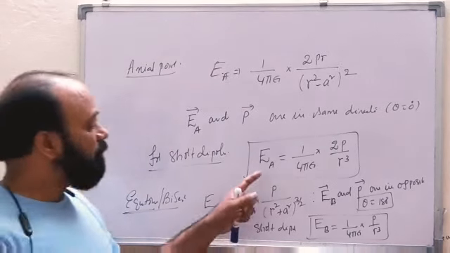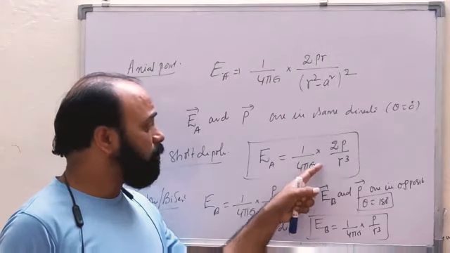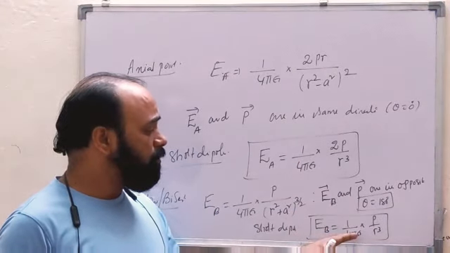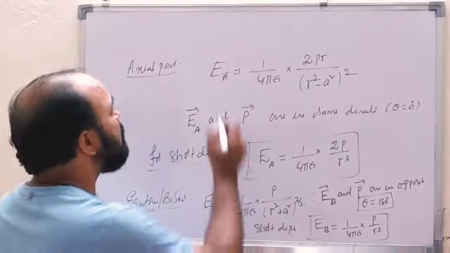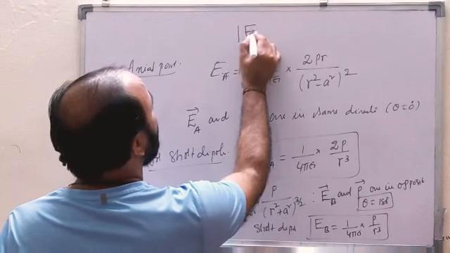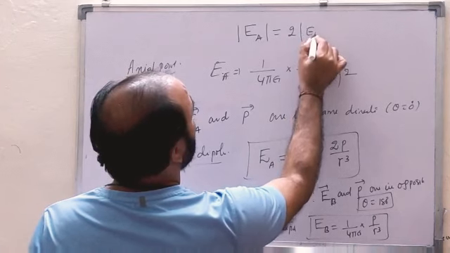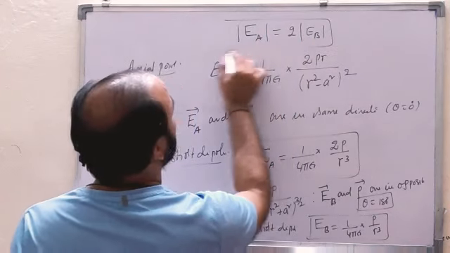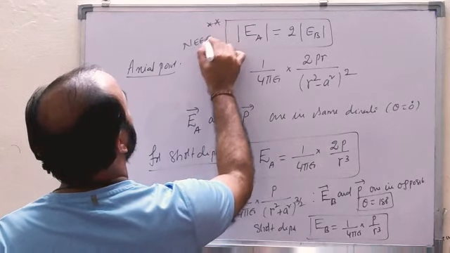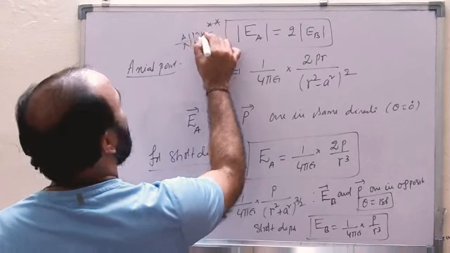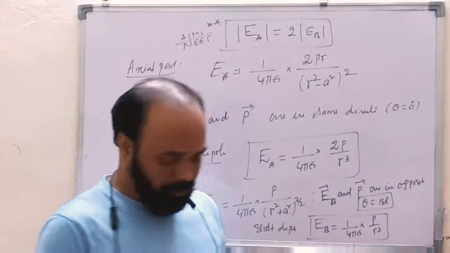Guys, you see, if you take short dipoles, EA is equals to 1 by 4 pi epsilon 2 P by R cube, EB is equals to 1 by 4 pi epsilon P by R cube. They ask what is the relation between EA and EB. Magnitude of EA is equals to 2 times of magnitude of EB. This is the shortcut. Several times they ask this in NEET examination and AIPMT. Okay, this is about dipole.